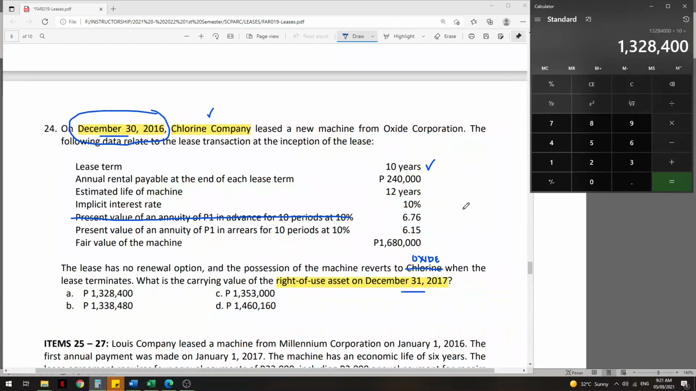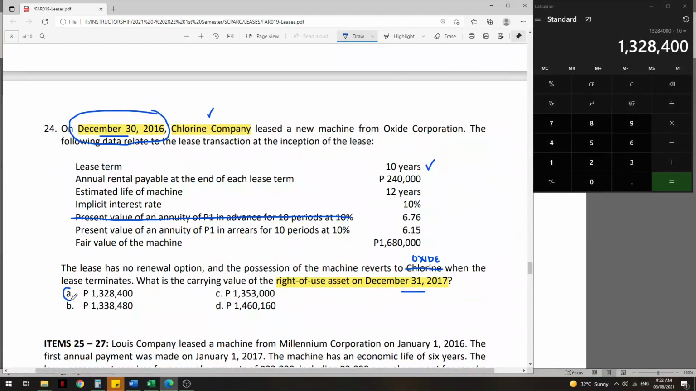1,328,400. That is our answer. Letter A. Simple problem kasi walang guaranteed residual value, walang option to purchase. Lease liab, ROA, depreciation rule. So, keep those things in mind. You might stumble upon them in your future problems.